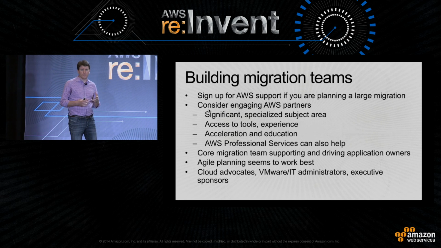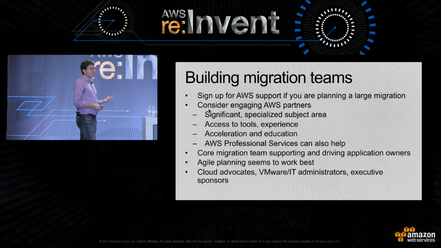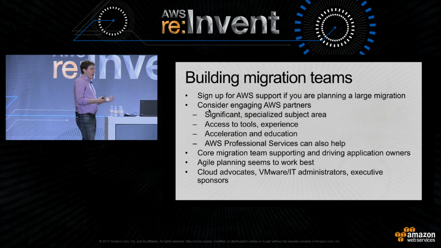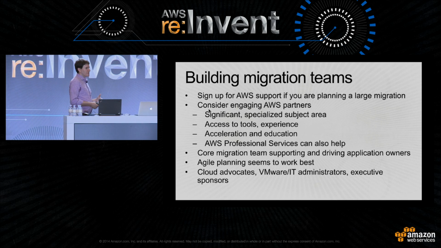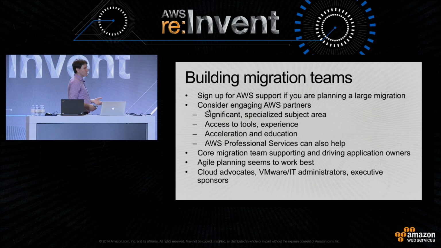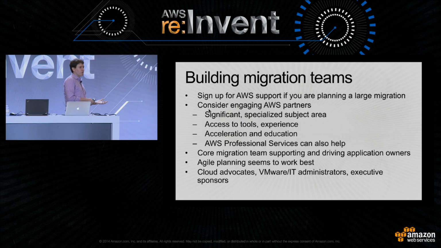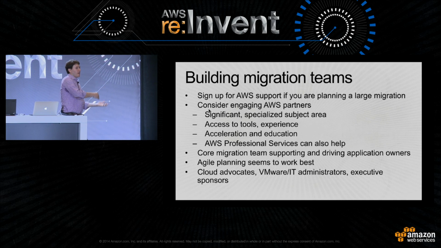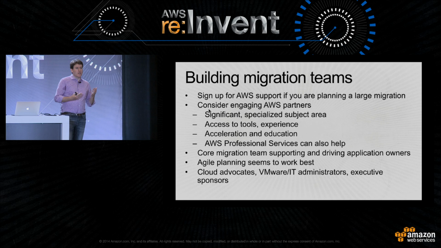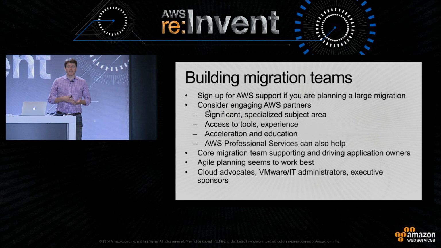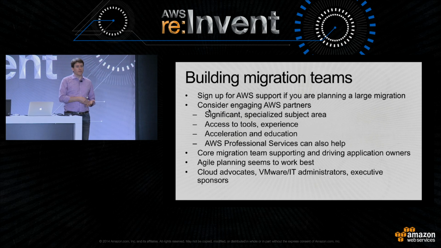You also want to have a little bit of diversity on this team. You definitely need some cloud advocates, some folks who are passionate about how your VPCs are going to be organized, or how you want to set up your AWS environment, which applications you want there, and how you want them architected. You also want some of your VMware and IT folks who are very familiar with how these applications run today and why they run that way. And then, of course, some executive sponsorship never hurt.